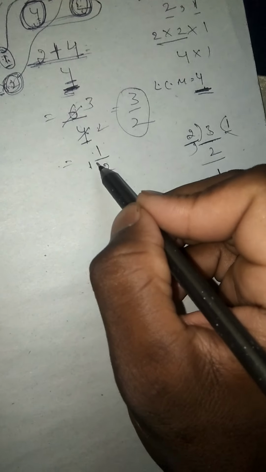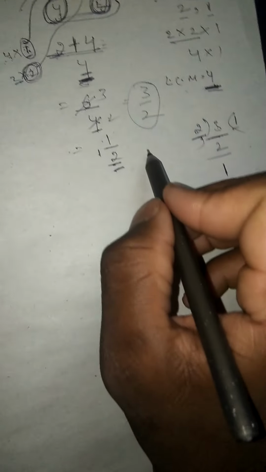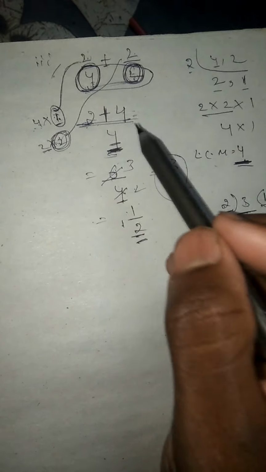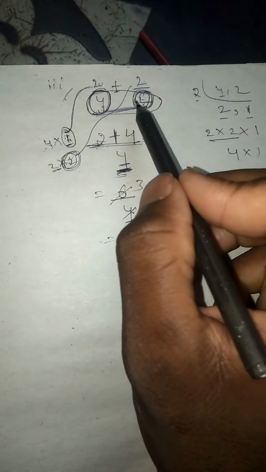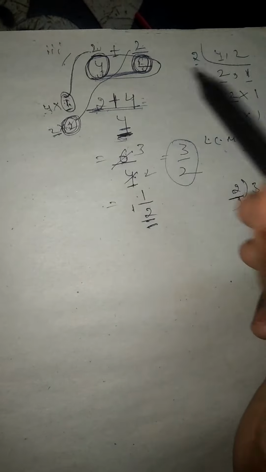So this is in the form of a mixed fraction. We got this answer in mixed fraction. This is the last and final method in addition of two fractions. This is very important. This is the confusing method, so please listen carefully and understand this.